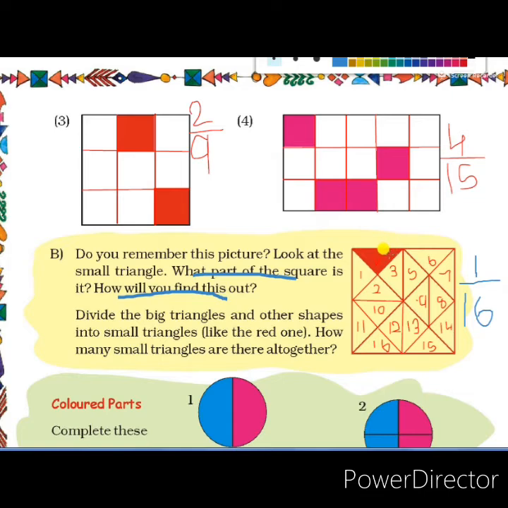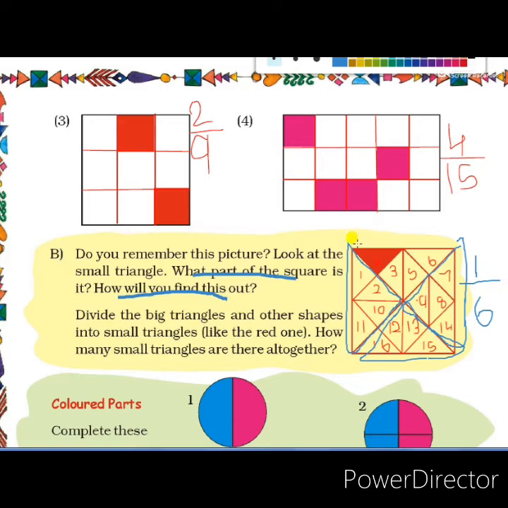The next thing we have asked is to divide the big triangles and other shapes into small triangles like the red one, and how many small triangles are there all together. That we already divided. All the big triangles are also divided. I will show you how many big triangles there are. See the first one, that is a big triangle. See the next big triangle. Yes, this is a big triangle and another one there. See that. So that is also a big triangle.